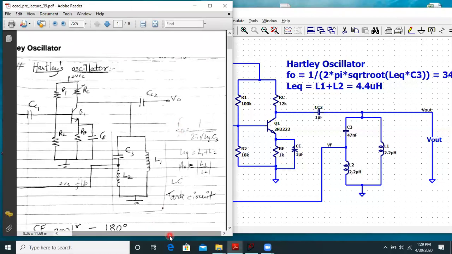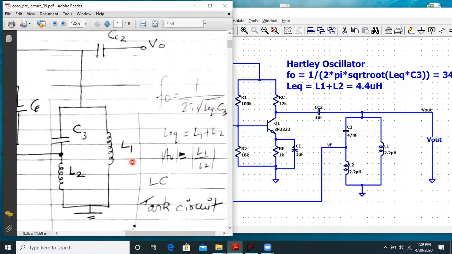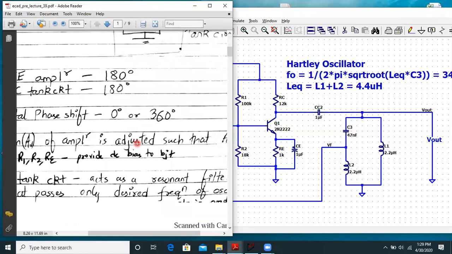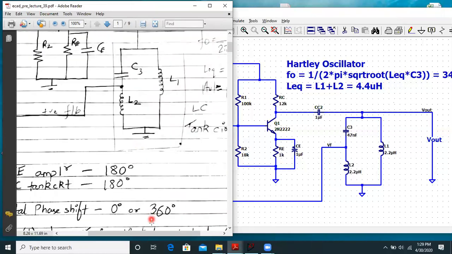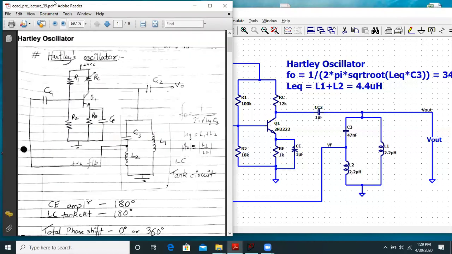The formula, I don't think it is visible. Yeah, so the formula for frequency of oscillation is given by 1 upon 2 pi square root of L equivalent into C3, where L equivalent is L1 plus L2. So as you can see, the frequency of oscillation depends on the LC tank circuit. There are two Barkhausen's criteria which help it to produce sustained oscillations.